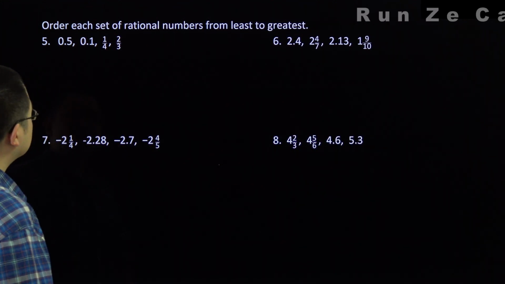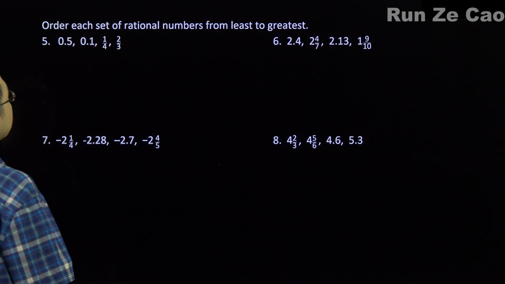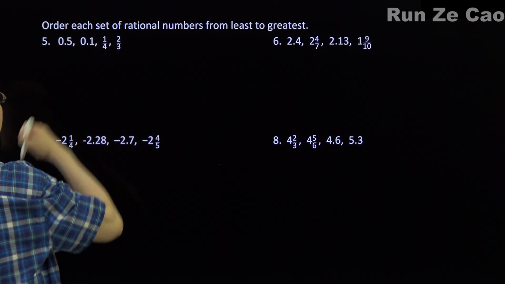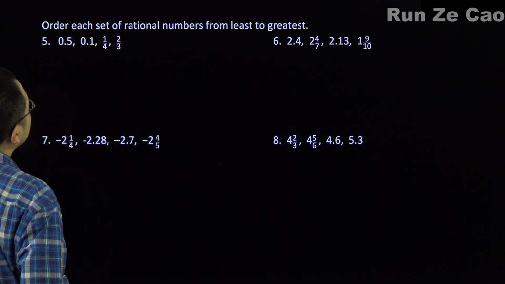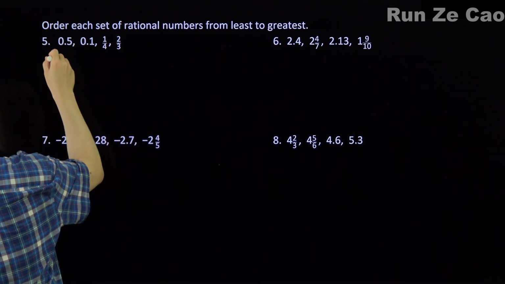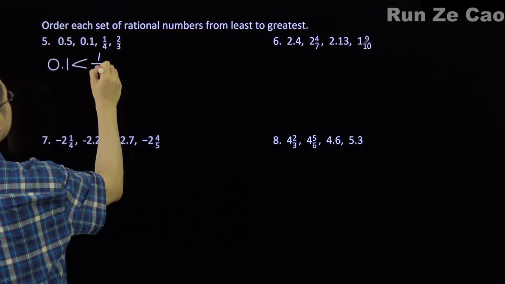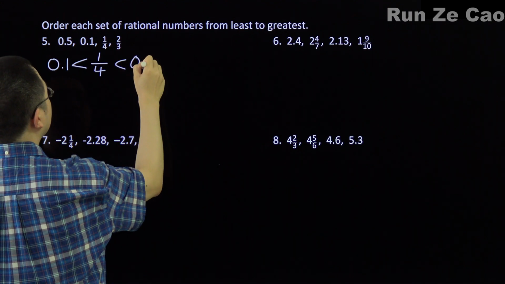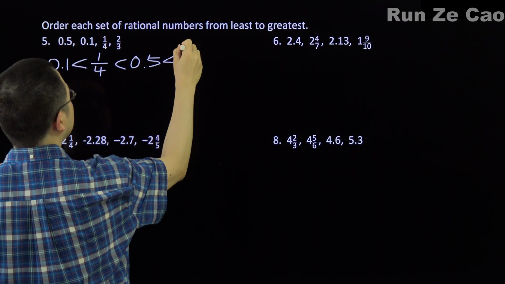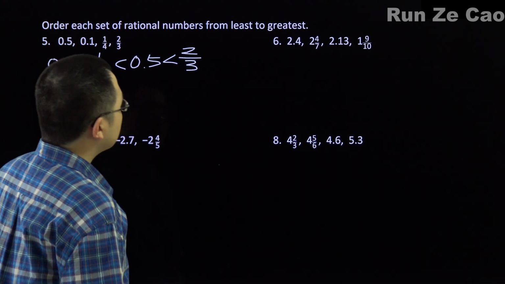Order each set of rational numbers from least to greatest. Well, the least here, 1/4 is 0.25, 2/3 is 0.6 repeating. So 0.1 is the least, is smaller than 1/4, which is smaller than 0.5, which is smaller than 2/3. Okay.